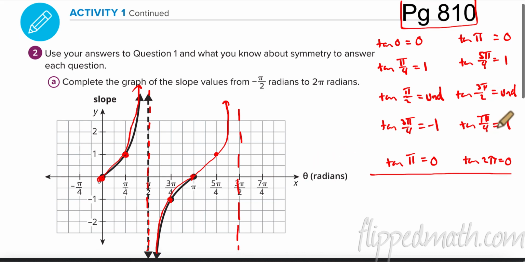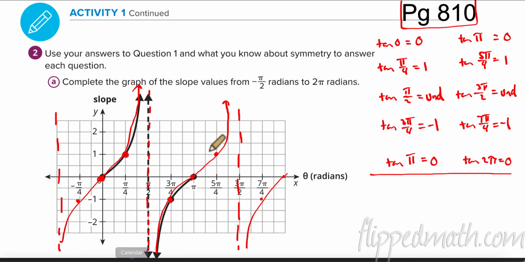7 pi over 4 is at negative 1. And I know that at 2 pi, it's going to be back at 0. So I know it looks like this. I could come over here and complete this as well. I know that at negative pi over 4, it's going to be at negative 1. It's coming down, coming down, coming down, much like that. All right, and I would have my asymptote.